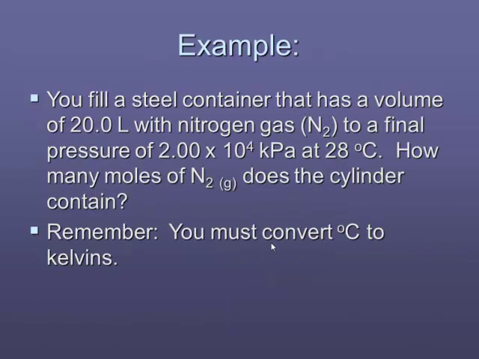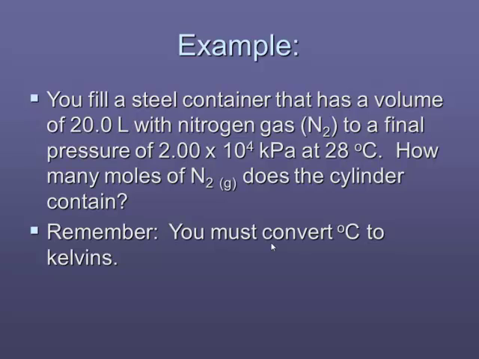So here's a good example. You fill a steel container that has a volume of 20 liters with nitrogen gas to a final pressure of 2.00 times 10 to the fourth kilopascals at 28 degrees Celsius. How many moles of N2 does the cylinder contain? So let's grab a calculator and see if we can figure this out.